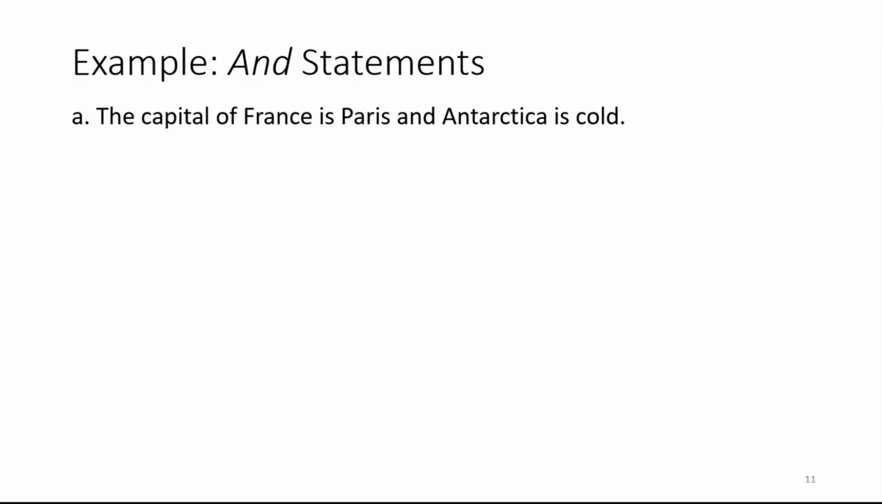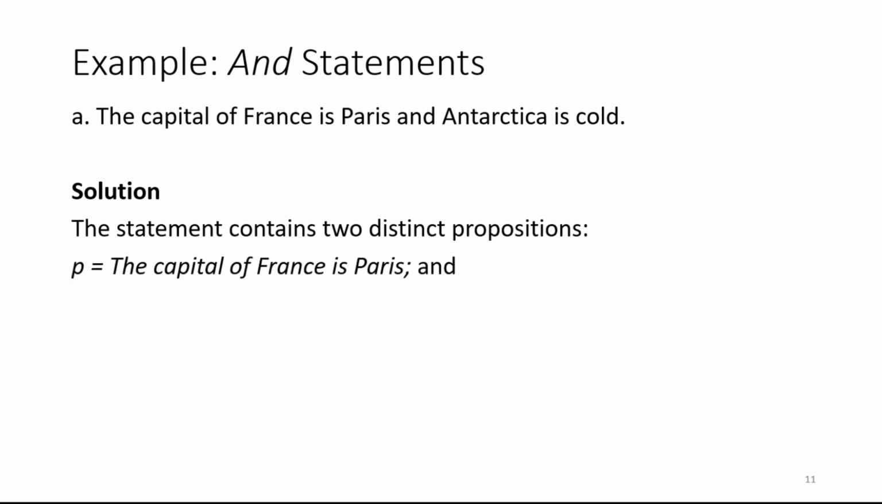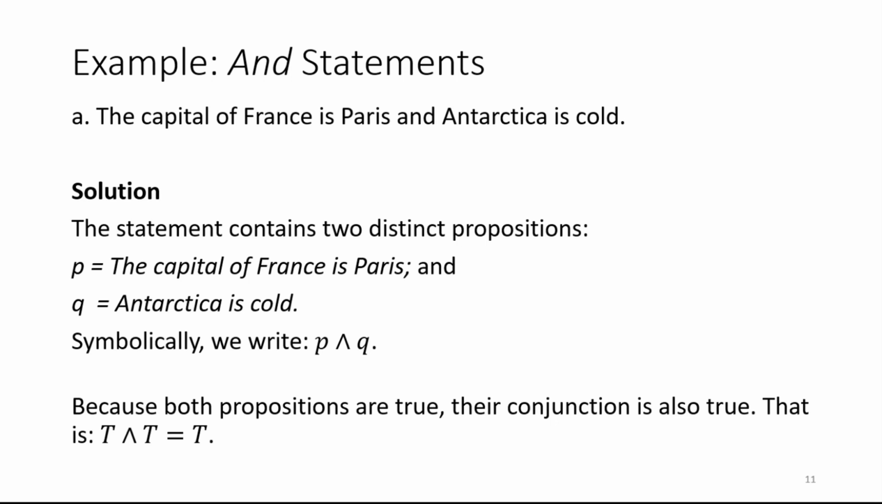Example, and statements. Part A: the capital of France is Paris, and Antarctica is cold. Solution: the statement contains 2 distinct propositions. We'll let P equal the proposition, the capital of France is Paris, and Q be the proposition, Antarctica is cold. Symbolically, we could write P conjunction Q. And now we conclude, because both propositions are true, their conjunction is also true. That is, T and T equals T. Truth and truth equals the truth.